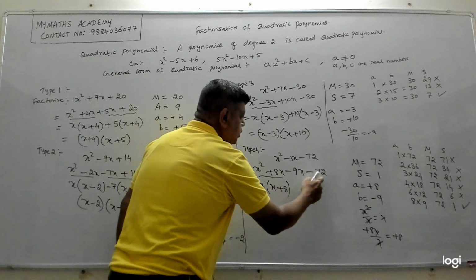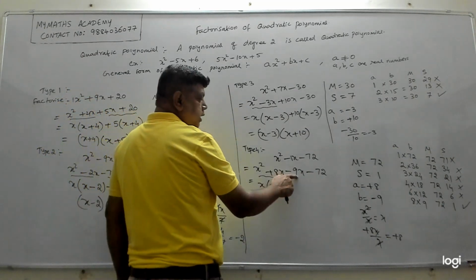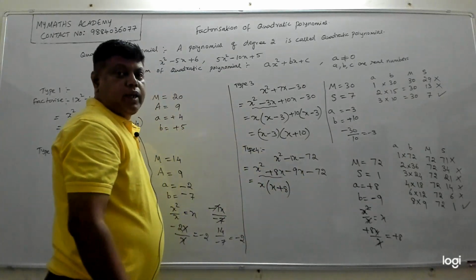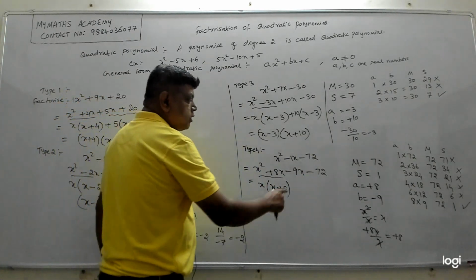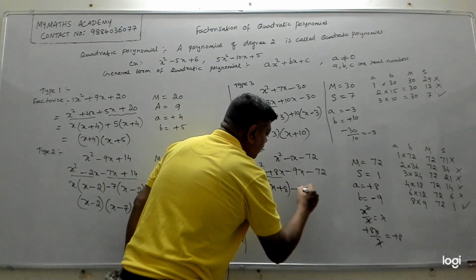Now in these two, what is common? 9, it goes in 9 table. 72 also goes in 9 tables. 9 8s are 72. So 9 is common. And take it along with this sign. This sign is what? Minus 9. So minus 9 is common.